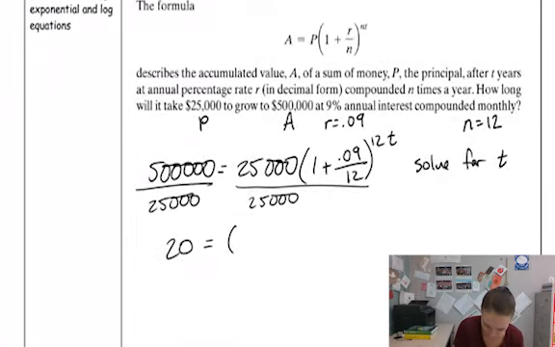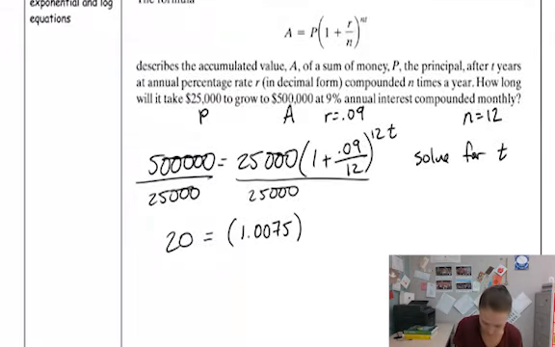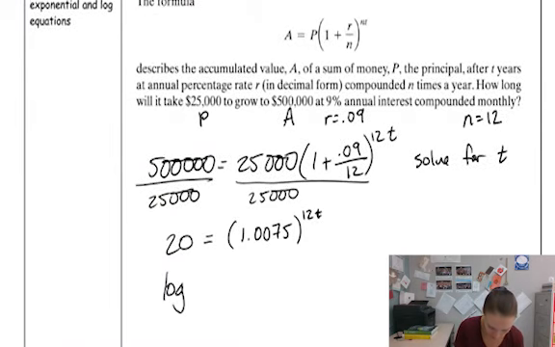and then I can plug 1 plus 0.09 over 12 into my calculator to see what that is. I get 1.0075. Make sure you use enough decimals. If it's a terminating decimal, I would just use all of them. To the 12t. So 12t is my exponent. Now we're going to change it to log form. So we've isolated the exponential part. Log base 1.0075, so the base of the exponent is the base of our log, of 20 equals 12t.